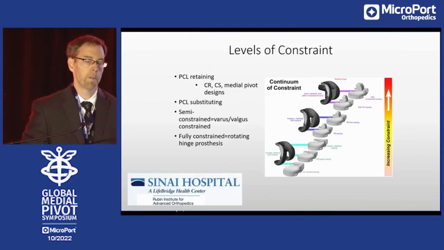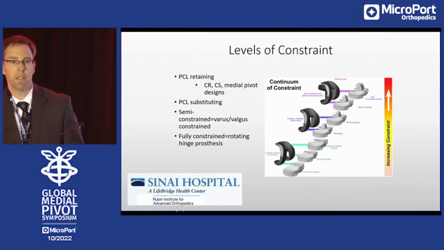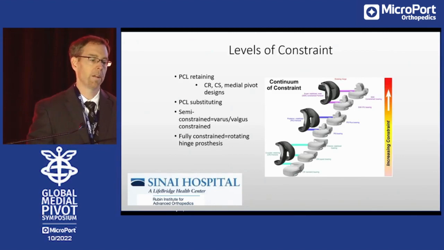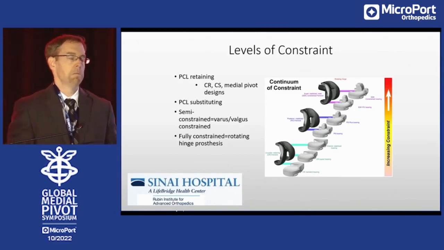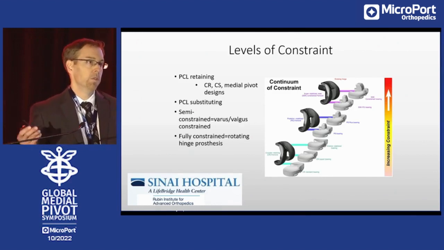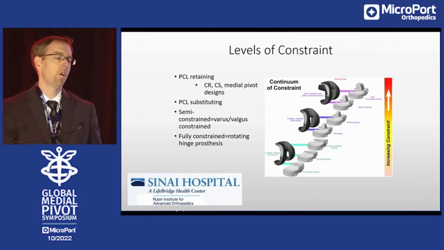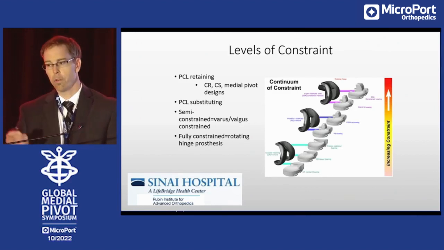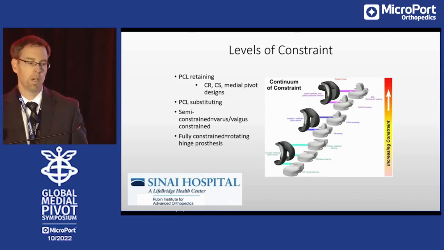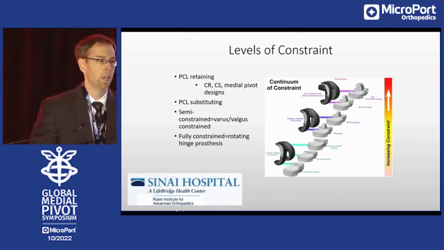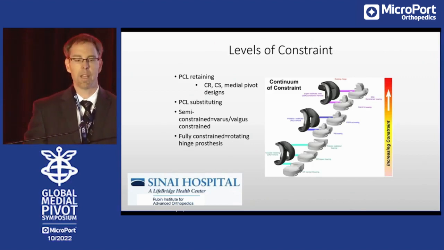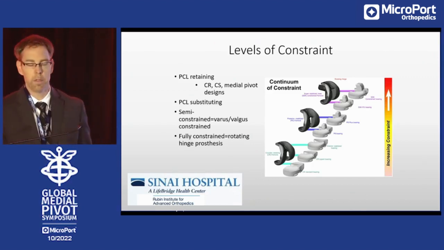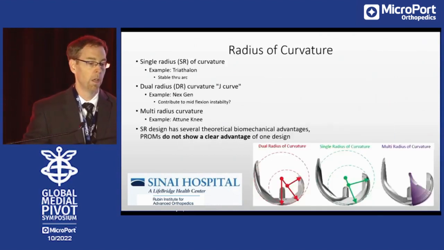So to talk about single radius and ADLs, we need a little background of where we've come from. When you look at the literature, when we were training, it was, did you do a PS or a CR knee? Now we have all these different things. Did you do a medial congruent, medial pivot, PS plus, anterior lip, CS? It's all over the place, right? So it's no longer so easy to compare apples to apples. And that's one of the reasons why we did our study, which I'll show you at the end.